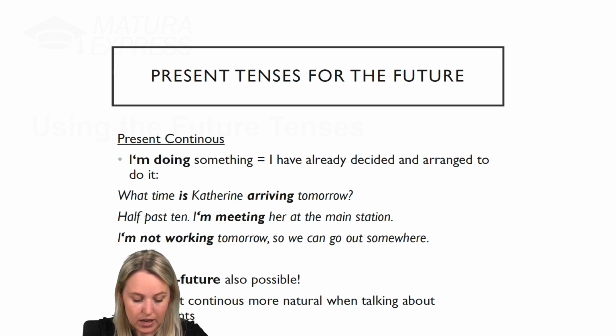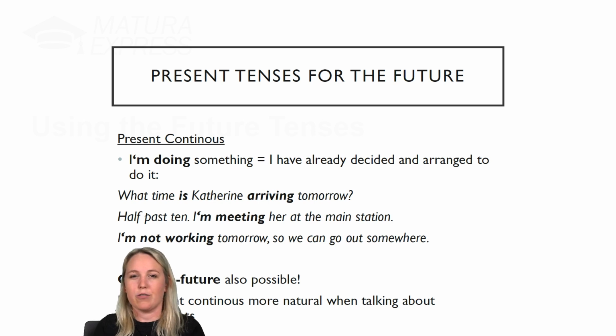I'm doing something. So I've already decided and arranged to do it. For example, what time is Catherine arriving tomorrow? 10:30. I'm meeting her at the main station. So that's your plan. You'll be there at 10:30. I'm not working tomorrow, so we can go out somewhere. So for those of you who kept attention, you'd say, okay, but can't we just use the going to future because it's fixed and it's arranged and it's planned? Yeah, of course you can. So that's not a problem.